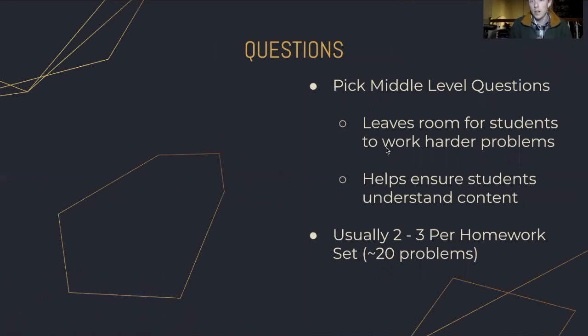So first step, like I said, is picking the questions. I like to pick middle level questions. So not the hardest questions, not the easiest questions. I do that so it leaves room for students to work on those harder problems, but it still helps ensure that everyone understands the content and gets to that middle level, so that there are still those extension problems so they can still push themselves. I try to do 2 to 3 per homework set. Each homework set is about 20 problems. So that's roughly 10% of the problems. Obviously, you can choose to do however you want with whatever you're assigning, like maybe a part of a question that has multiple parts. Totally up to you, but this is just my mentality about how I pick the questions.